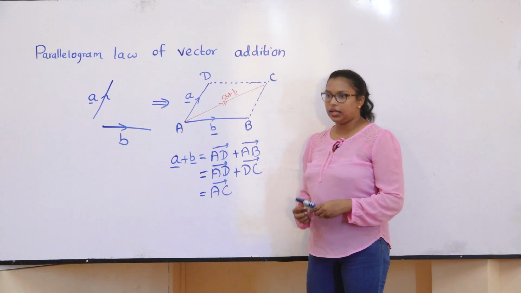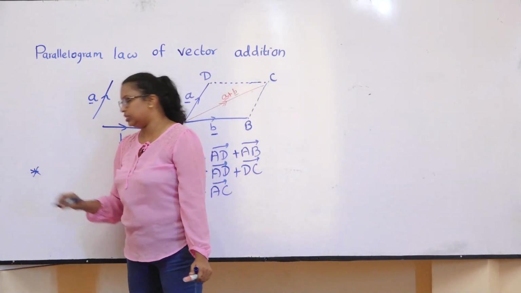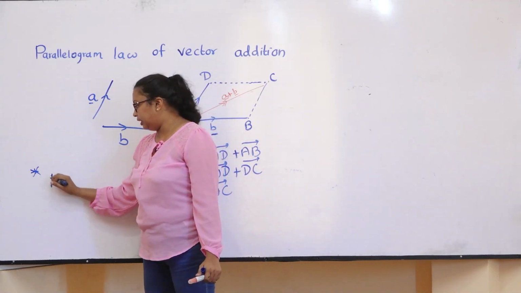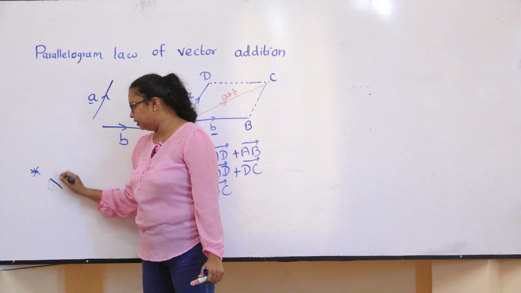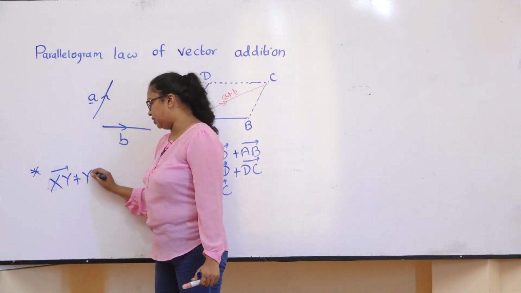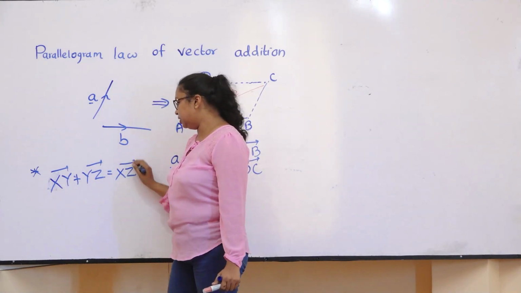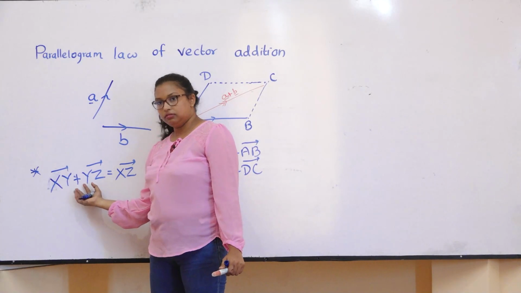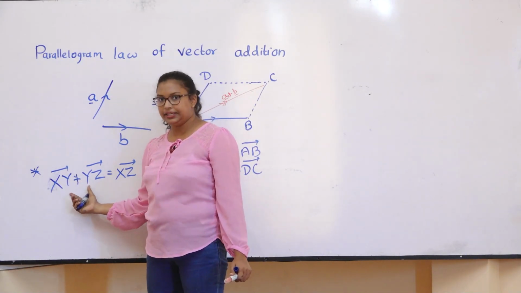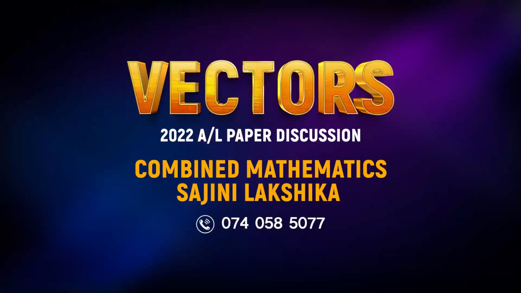So, hope you all can understand. The special thing in vector addition that you have to keep in your mind is, let us say vector XY plus YZ. Once you add this, you will get what? XZ, right? What you have to do is remove the same capital letter in the middle. Then we can write down the vector very easily, XZ.